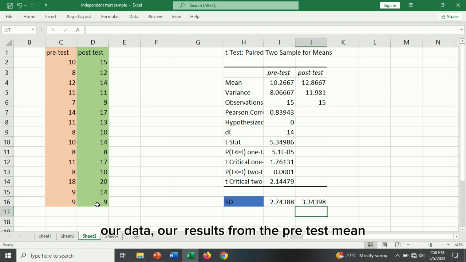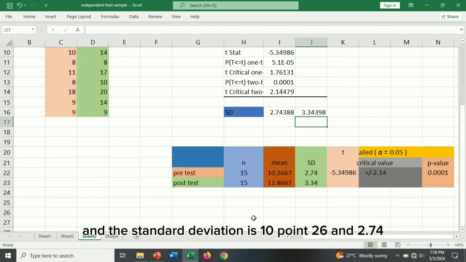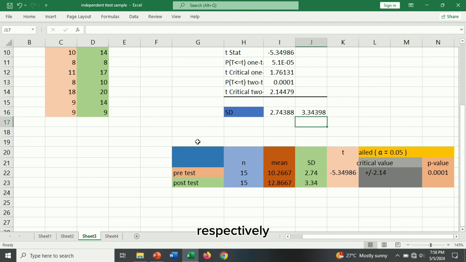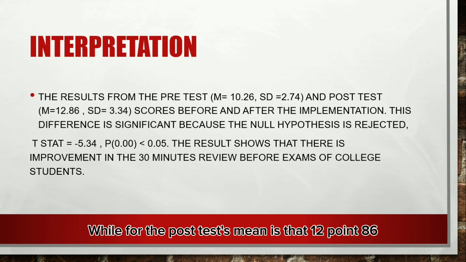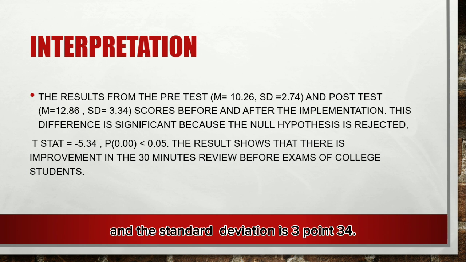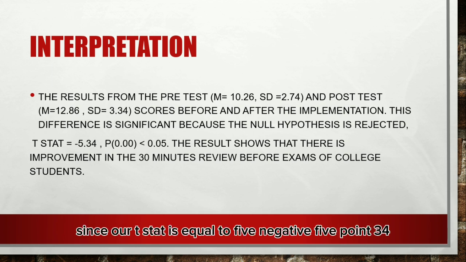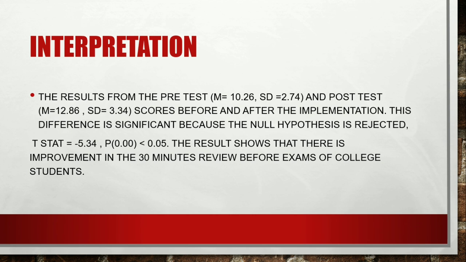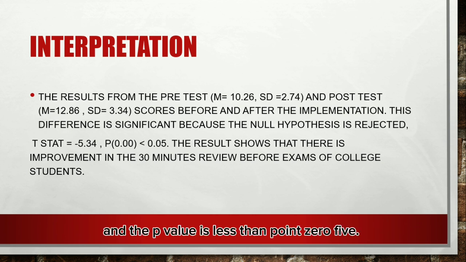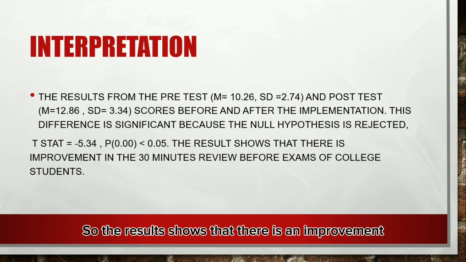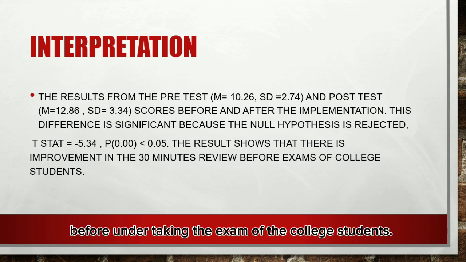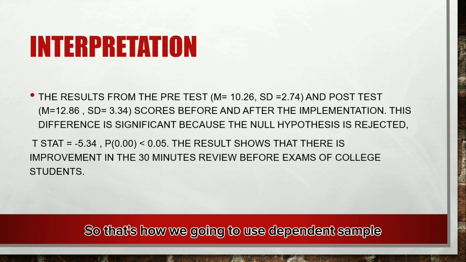Now, to interpret our data, the pre-test mean and standard deviation are 10.26 and 2.74 respectively, while the post-test mean is 12.86 and the standard deviation is 3.34. This difference is significant because the null hypothesis is rejected, since our t-stat is equal to negative 5.34 and the p-value is less than 0.05. So the result shows that there is an improvement from the 30-minute review before undertaking the exam among the college students. That's how we use the dependent sample t-test in our research.